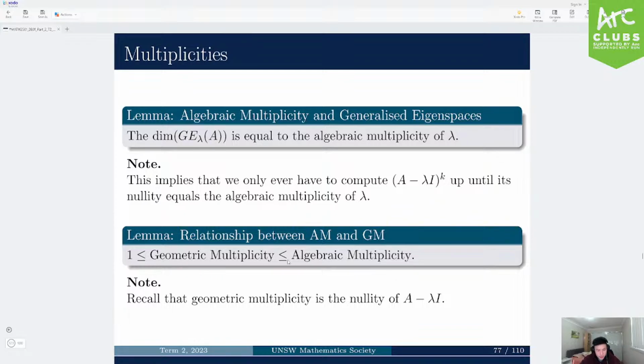Yeah, that's what I just talked about. Geometric multiplicity is less than or equal to the algebraic multiplicity. Okay.